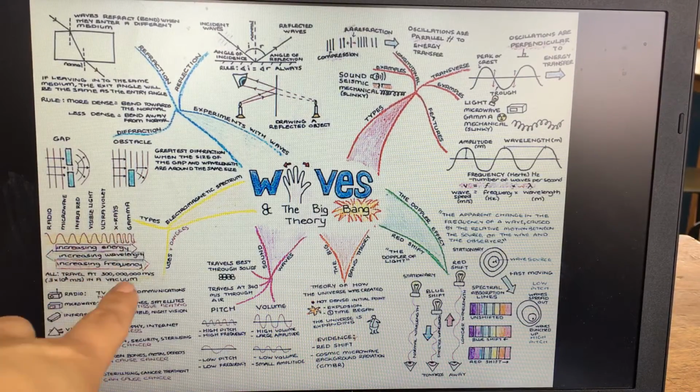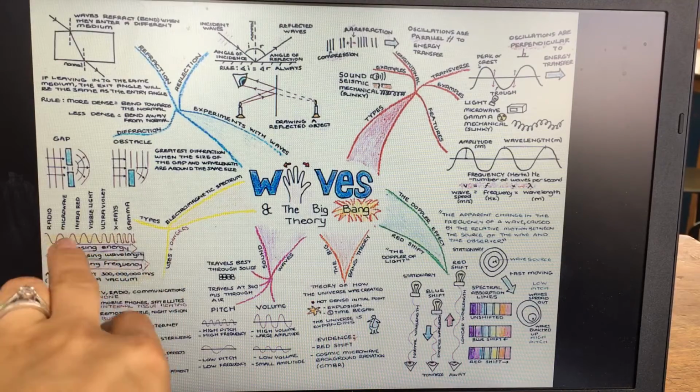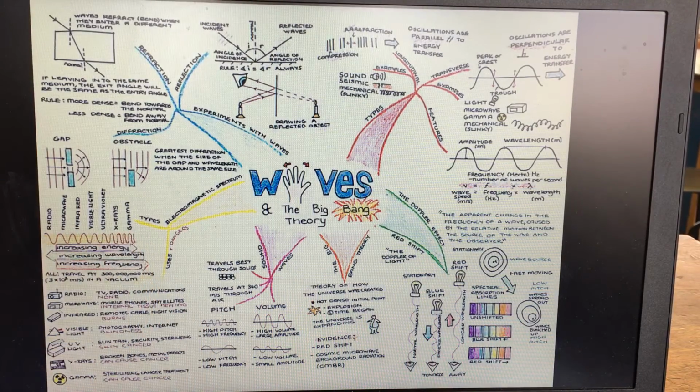Frequency, if it's got the smallest wavelength, it has the highest frequency. So it will increase in frequency. This has been asked before about the speed that they travel at, and they all travel at the same speed through a vacuum, which is 300 million meters per second, okay? Or 3 times 10 to the 8 meters per second. Notice the 10 to the 8 means there's 8 zeros, okay?